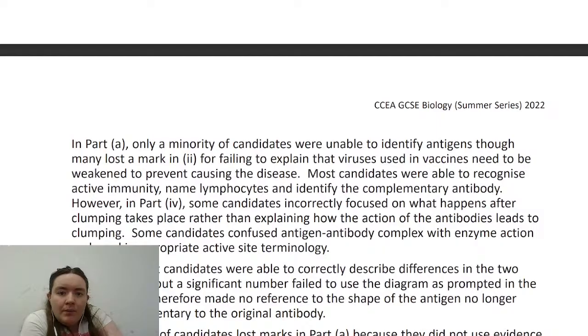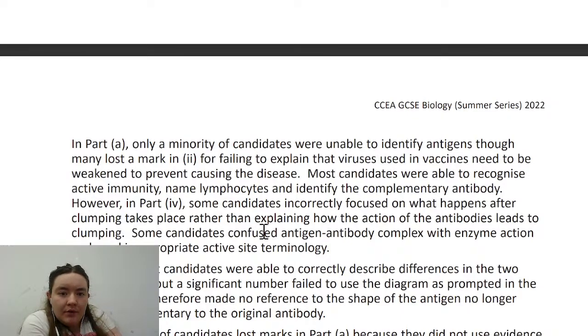In part A, only a minority of candidates were unable to identify antigens and lost marks in 2 for failing to explain that viruses used in vaccines need to be weakened. Most candidates were able to recognize active immunity, name lymphocytes, and identify the complementary antibody. However, in part 4, some candidates incorrectly focused on what happens after clumping takes place rather than explaining how the action of the antibodies leads to clumping.